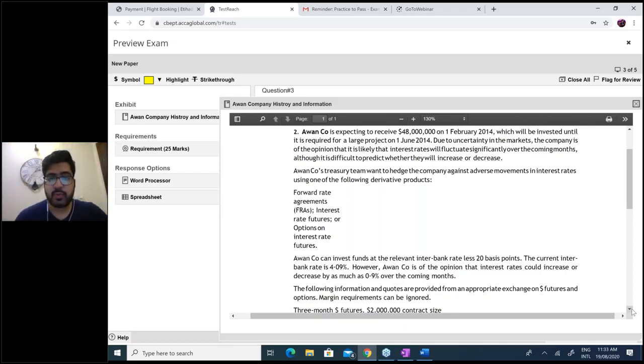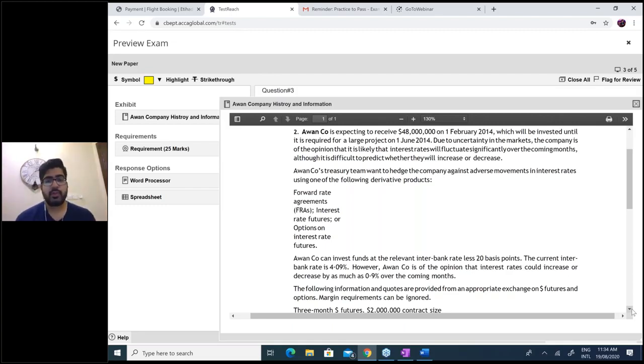See the case carefully. Awan company is expecting to receive $48 million on 1st February 2014, which will be invested until required for a large project on 1st June 2014. Due to uncertainty in the markets, interest rates will fluctuate significantly over the coming months, although it is difficult to predict whether they will increase or decrease.